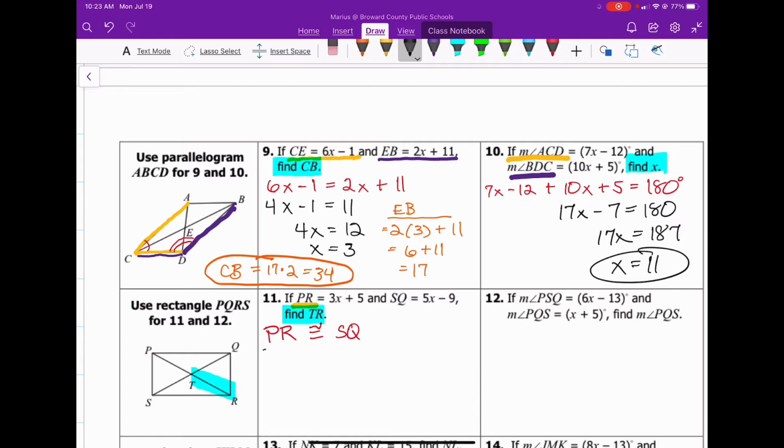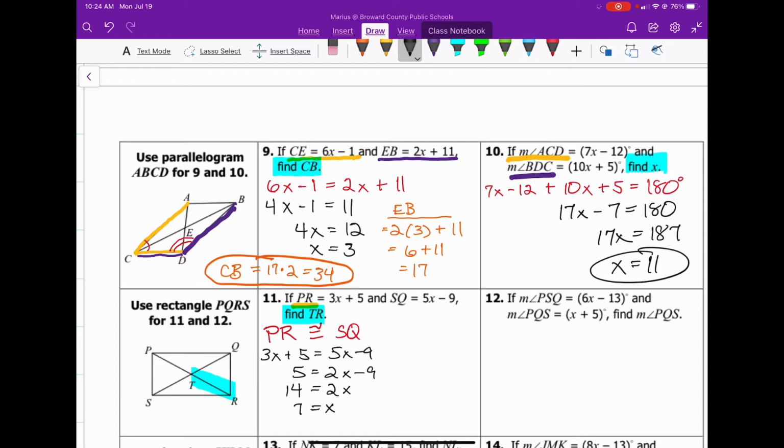PR, 3X plus 5 equals 5X minus 9. Subtract 3X from both sides. That's going to be 5 equals 2X minus 9. Add 9 to both sides. That's going to be 14 equals 2X. Divide both sides by 2. X is equal to 7.